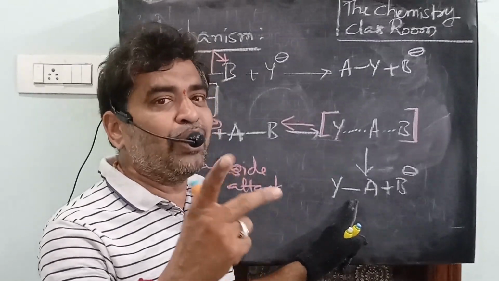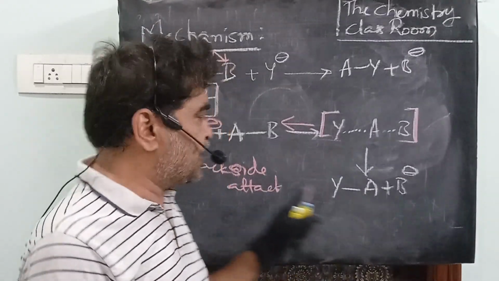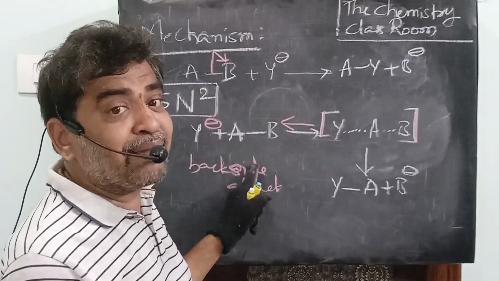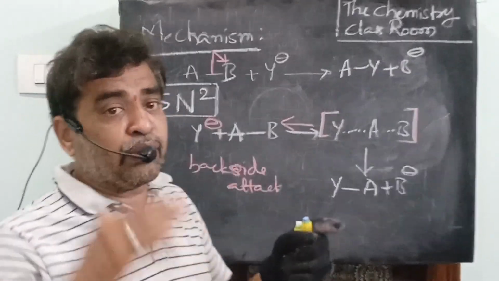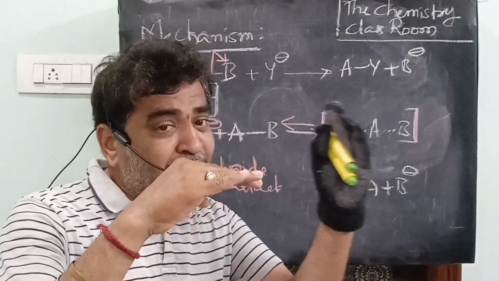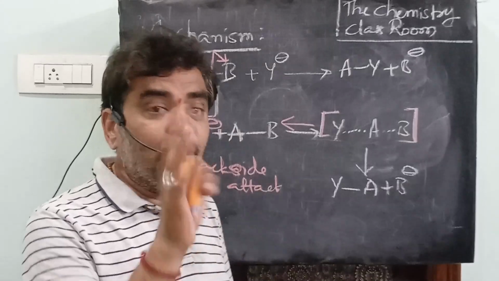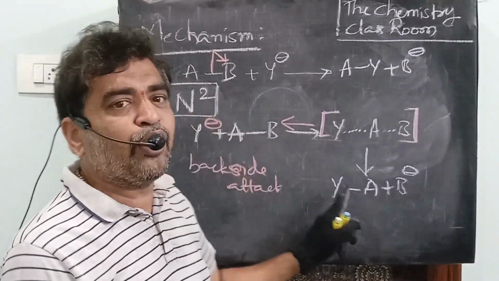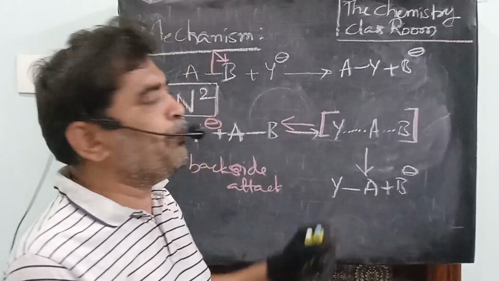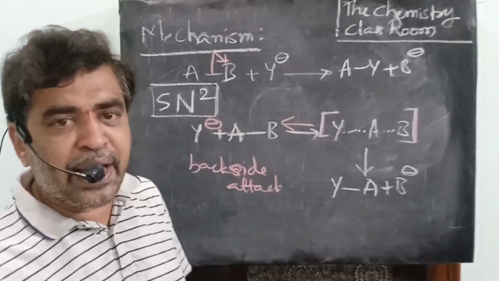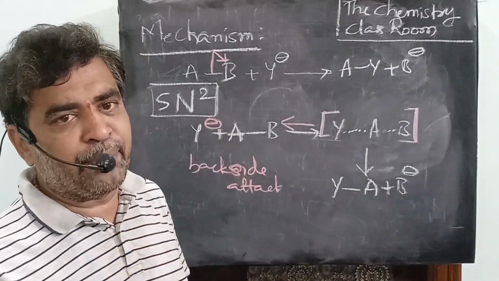The product is reversed. That's why this attack is called backside attack. In the mechanism, Y attacks from the backside, and from the front side B is eliminated. So that's why you are getting the universally reversed compound. The complete mechanism is called SN2 mechanism. We take a live example.